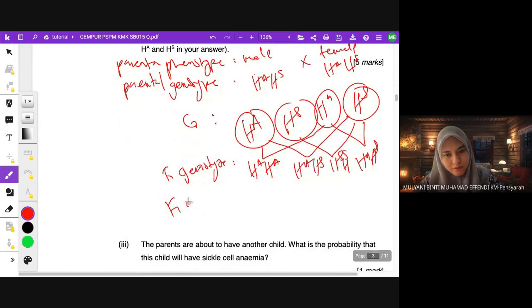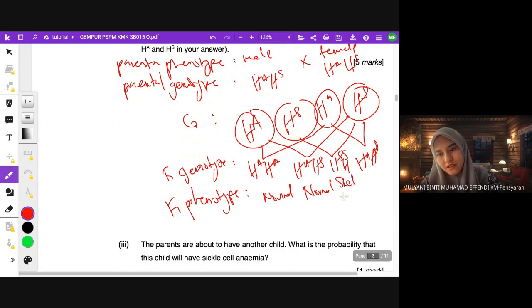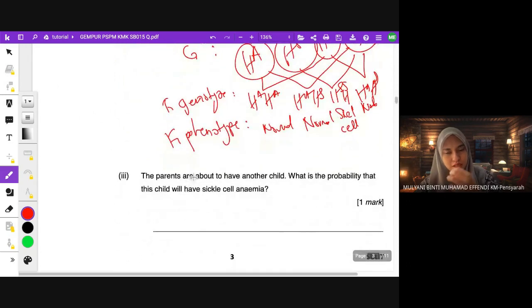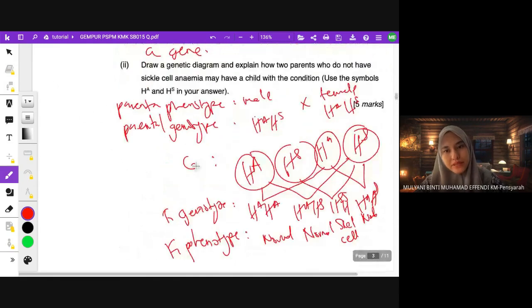And then F1 punya phenotype pula. So yang ini adalah normal. Yang ini adalah HA, HS normal juga. Yang ini pun HA, HS. HS ni adalah sickle cell lah kan. Sickle cell. Yang ini adalah normal. Okay. So buat sampai situ. So phenotypic dengan genotypic ratio pun masukkan jugalah tau. Okay, so a complete diagram.